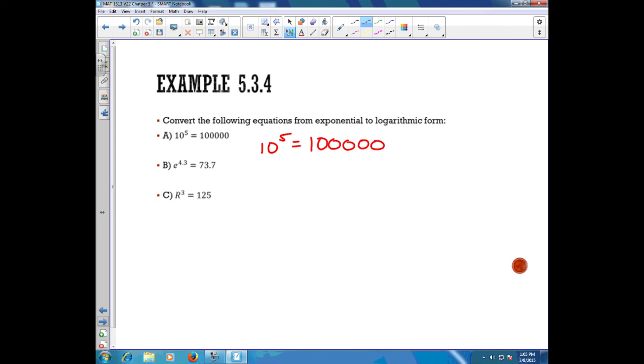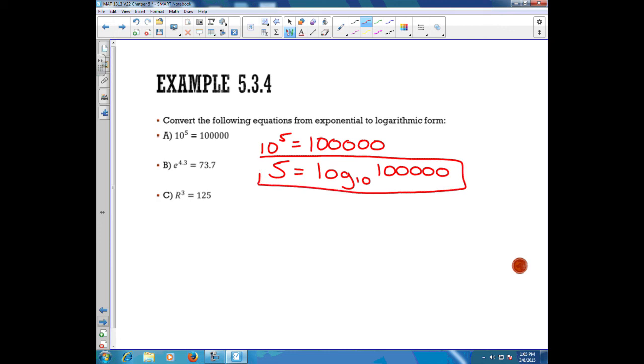If we want to rewrite this in log form, we want to put the log of the base, which is 10. We know the exponent, 5, is equal to the log base 10 of the number. And so this would be our equation. All we did was switch the order around and toss a log in there. Log base 10 of 100,000 is equal to 5. Remember, it's just like saying, what power do you raise 10 to get 100,000? Well, that's equal to 5.